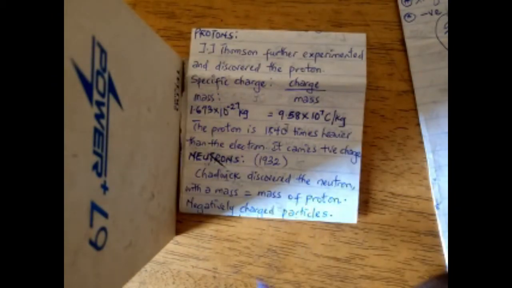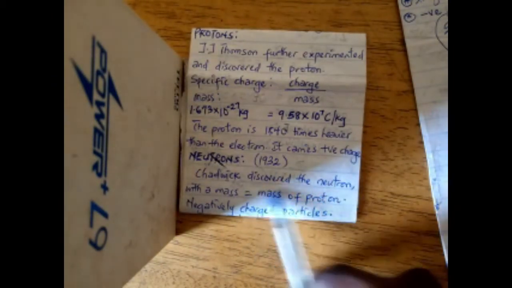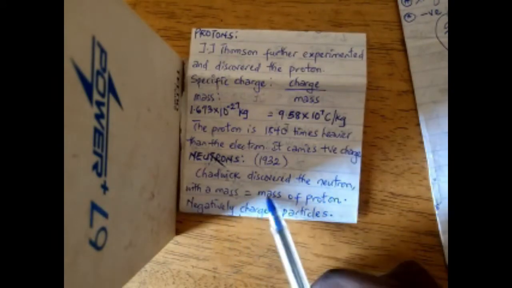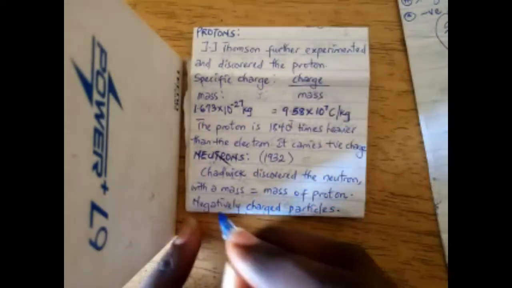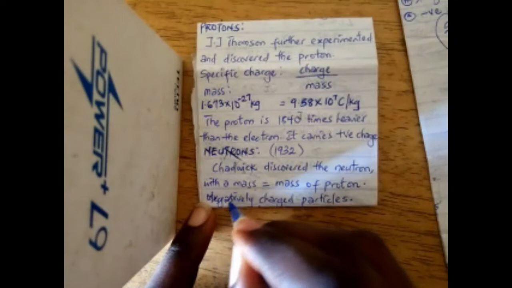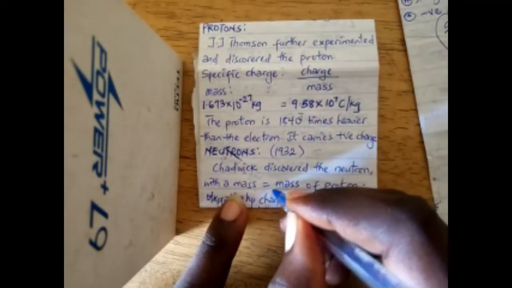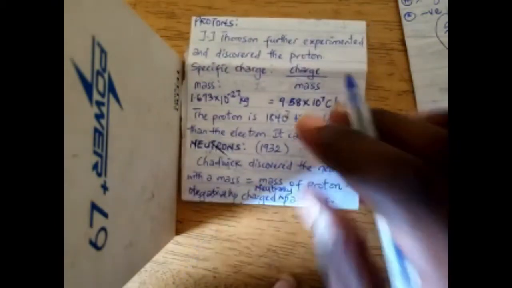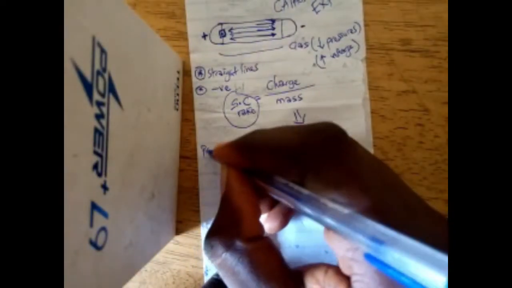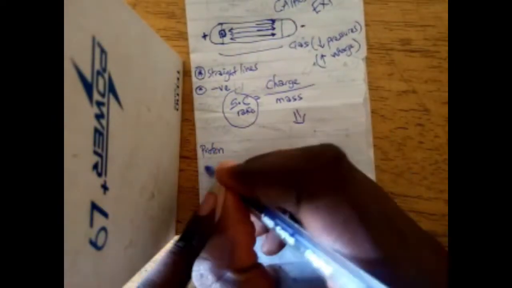So in this simple experiment he carried out, he was able to discover that the neutron has a mass which is equal to the mass of the proton, and he was able to discover that the neutron has a neutral charge. Neutrons are neutrally charged particles. So in summary of this, we've been able to establish the three basic subparticles.